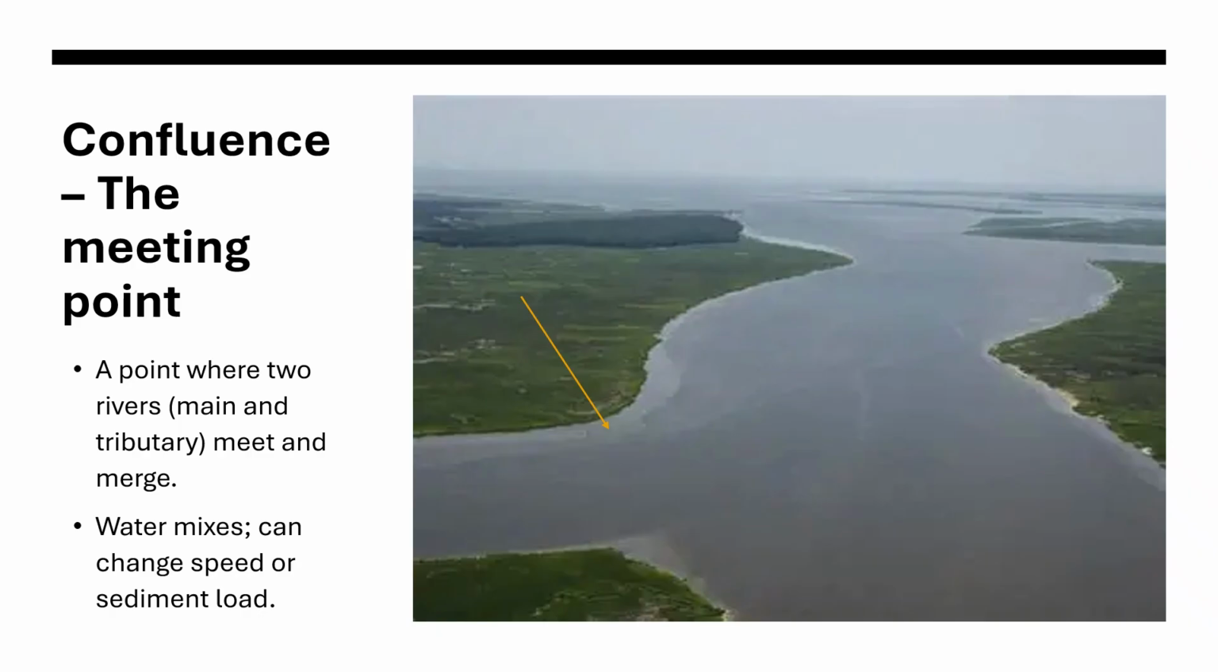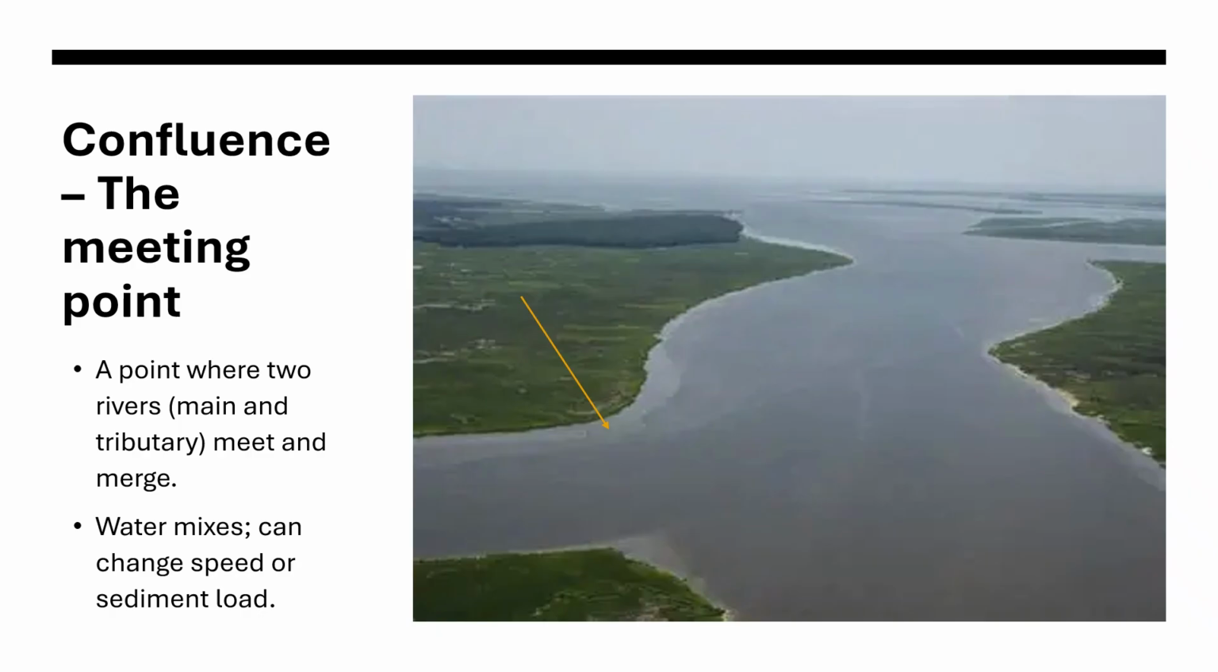As you can see, my arrow here shows what we are talking about, the confluence. Here, the small tributary meets with what? With the main river. The point where it meets is called what? The confluence. As it meets here, it mixes the water and can change the speed or the sediment load. Let's put it in simple terms.